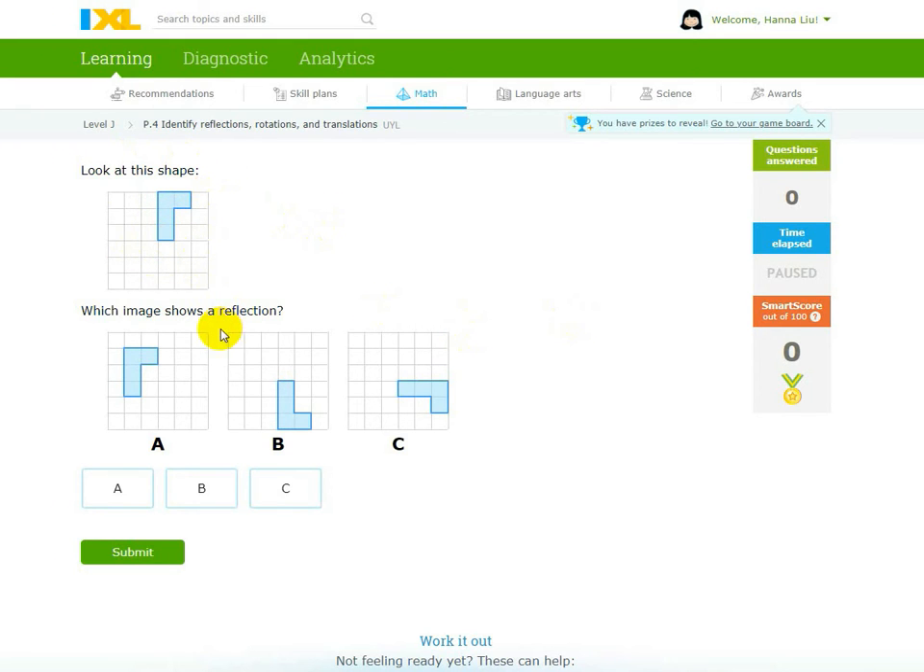So this first question tells us to look at this shape, which is over here, and asks us which image below shows a reflection. So figure number A, you can see that nothing really changes from this picture to this picture, except that it slided over down and left a little bit. So that is a translation.